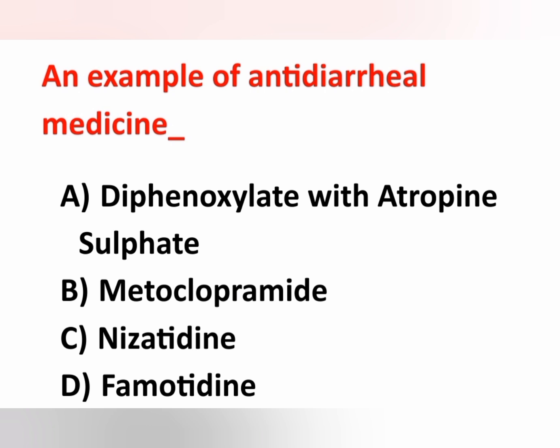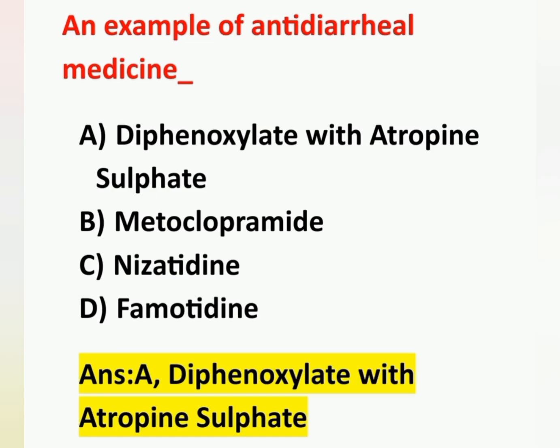The next question, an example of antidiarrheal medicine. Options, option A diphenoxylate with atropine sulfate, option B metoclopramide, option C nizatidine, option D famotidine. Here, which one is an example of antidiarrheal agent? That is the question. So, correct answer is option A, diphenoxylate with atropine sulfate.